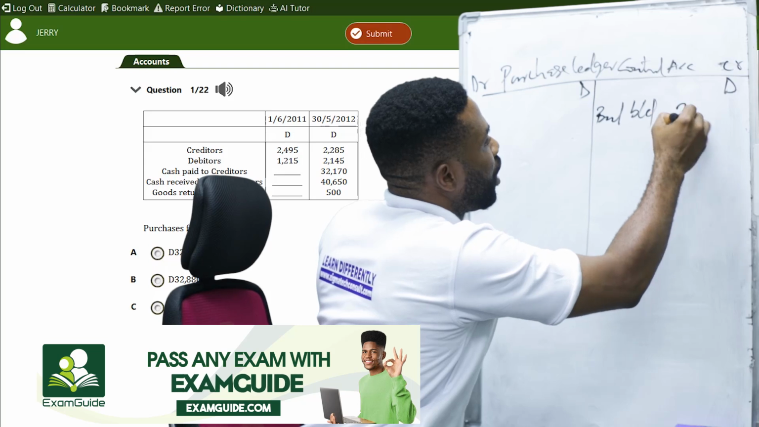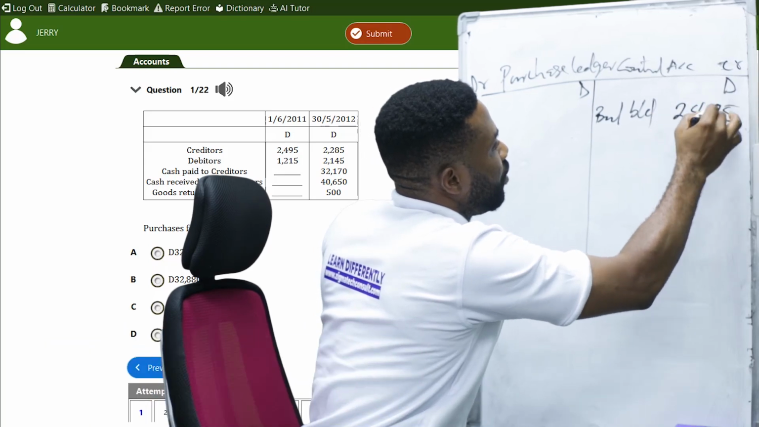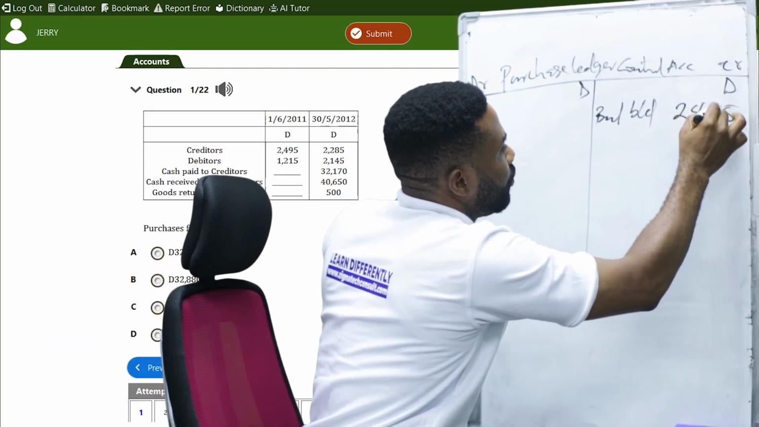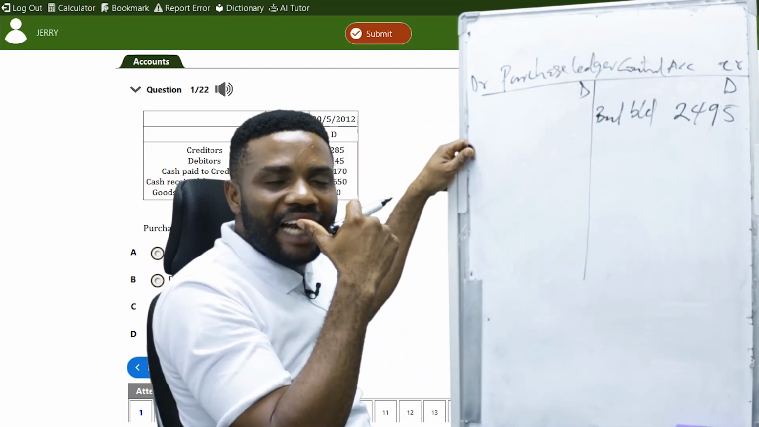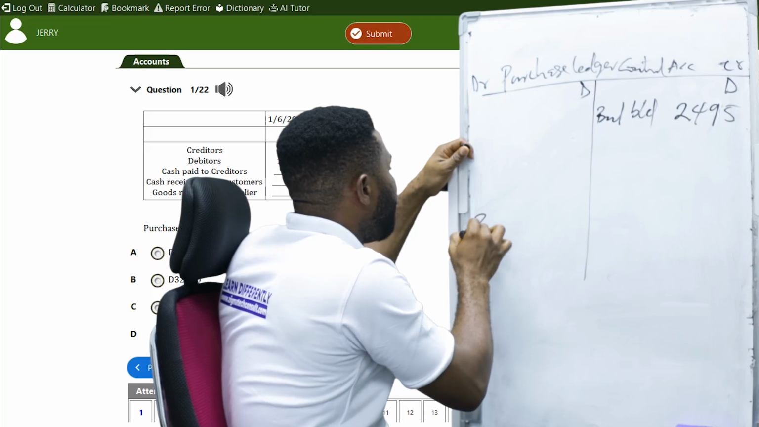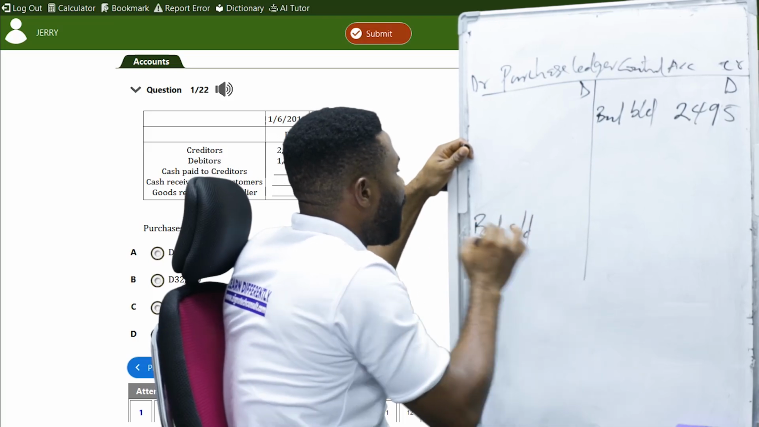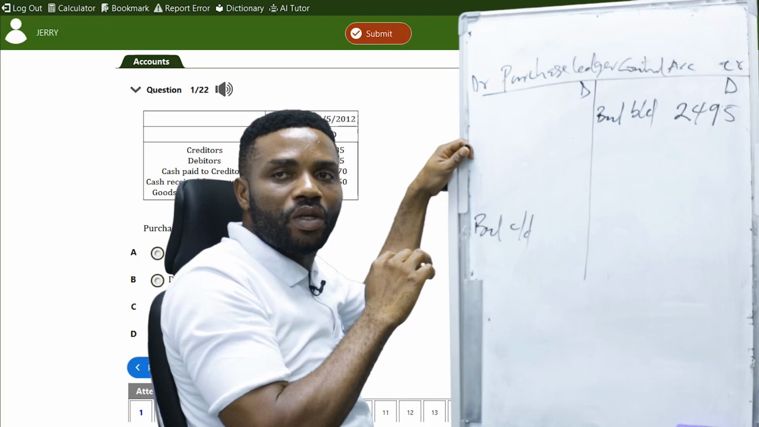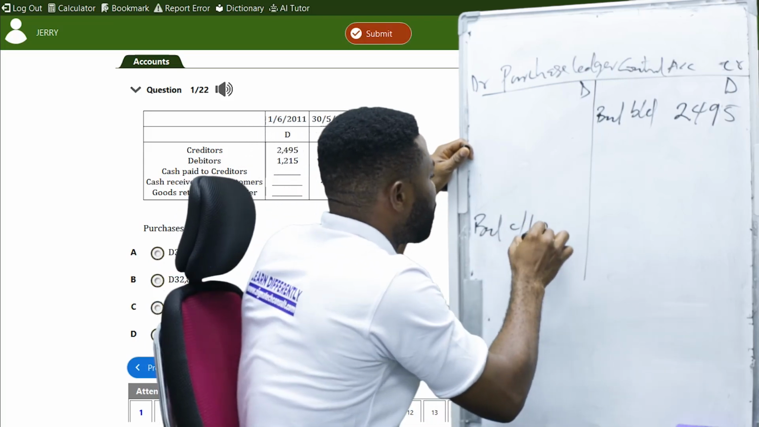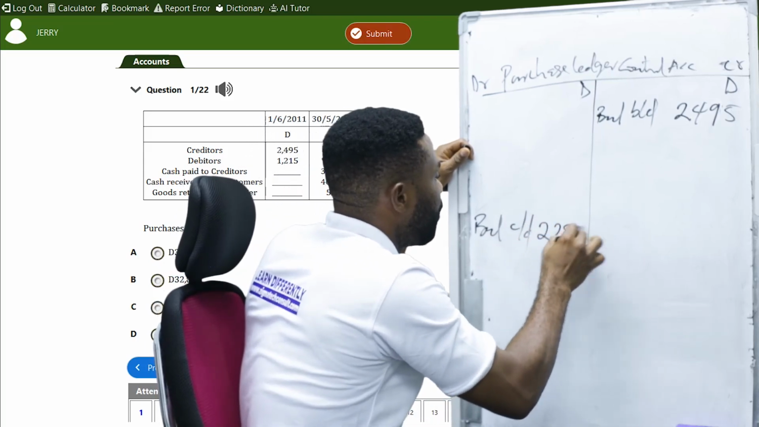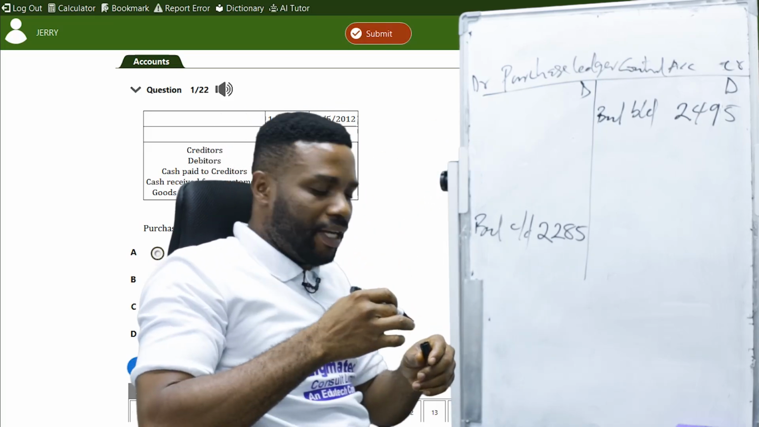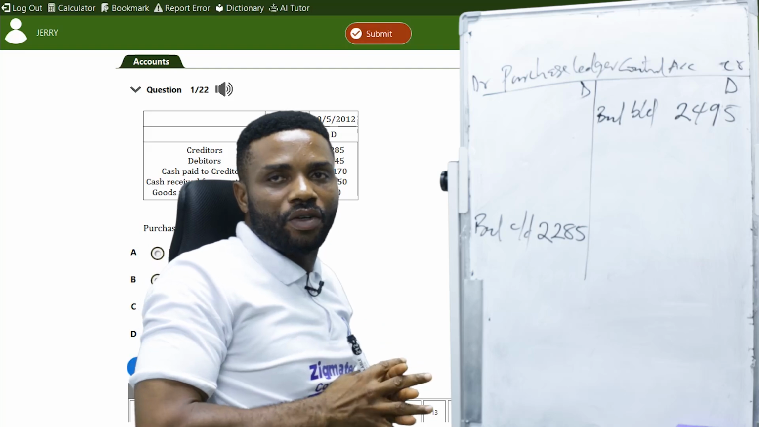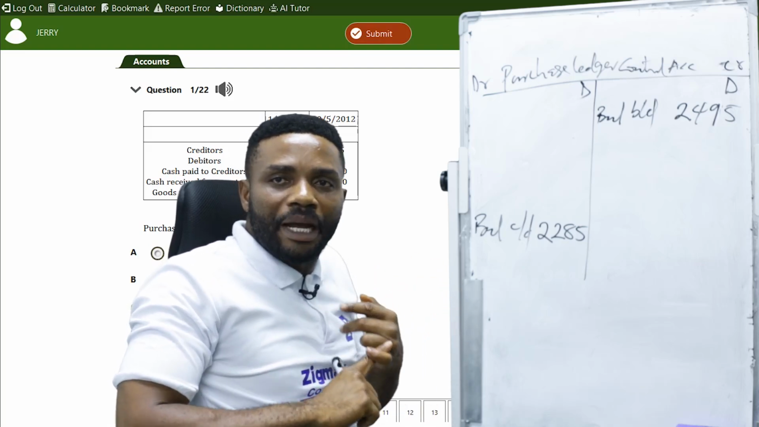Your balance brought down there is 2,495. And then balance at close is your balance carried down. Balance at close is 2,285. That's your balance at close. We have taken care of the creditors' first transaction. Now we don't have anything to do with debtors.